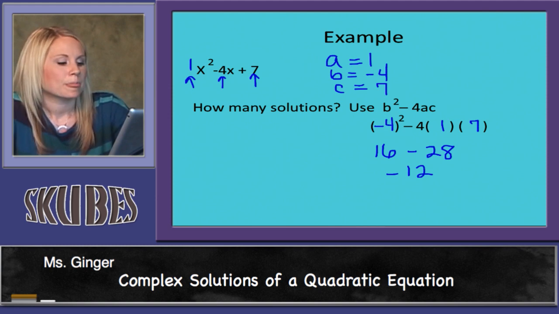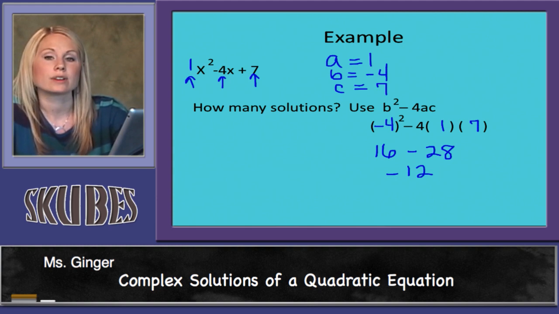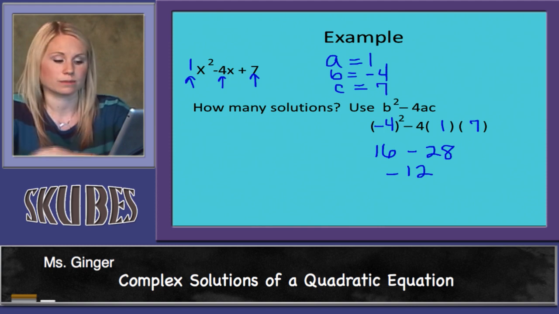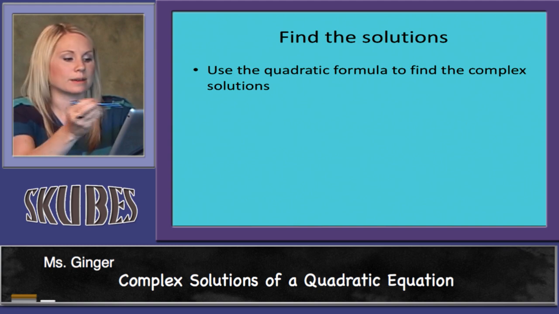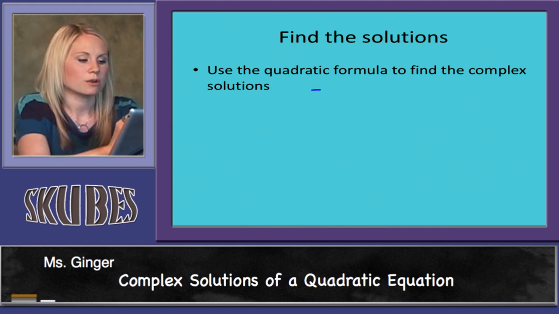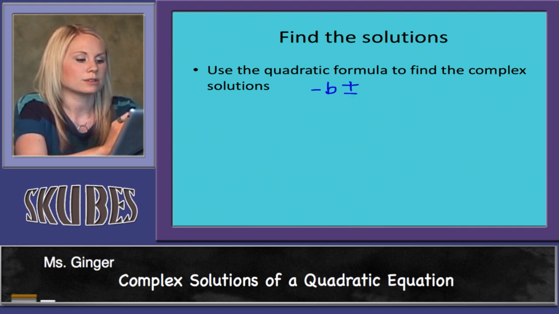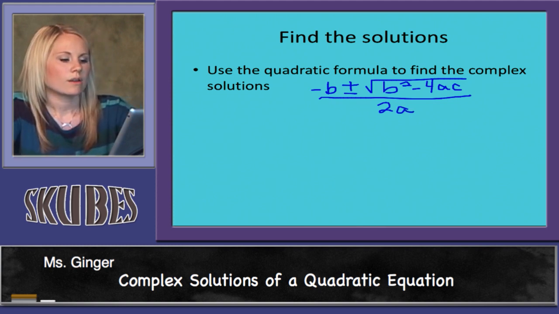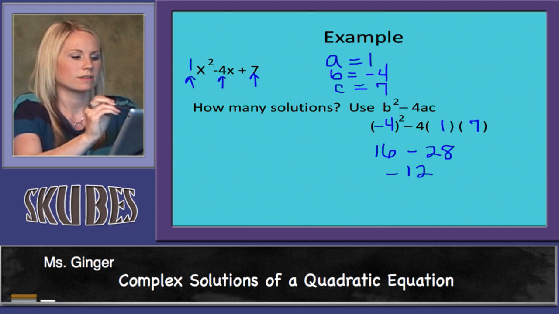We'll need that later. So what does this tell me? This is the portion under the radical, and since I have a negative number, I'm going to have complex, imaginary solutions. So what are those solutions going to be? Let's go ahead and find them. Recall our formula for finding the solutions, the quadratic formula: negative b plus or minus the square root of b squared minus 4ac, all over 2a. Remember our a, b, and c. Let's copy those in: 1, negative 4, and 7.